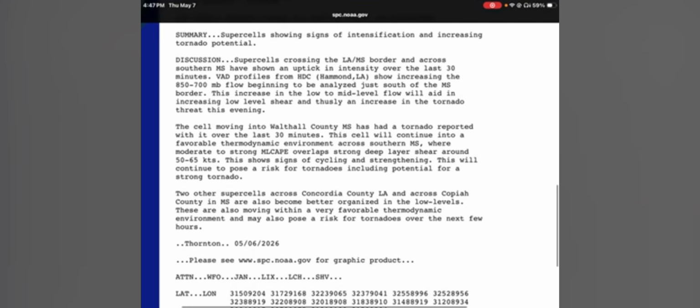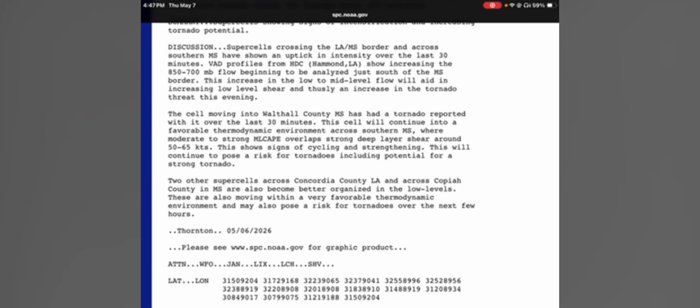The cell moving into Walthall County, Mississippi has had a tornado reported with it over the last 30 minutes, and this cell will continue into a favorable thermodynamic environment across southern Mississippi where moderate to strong ML Cape overlaps strong deep layer shear around 50 to 65 knots.